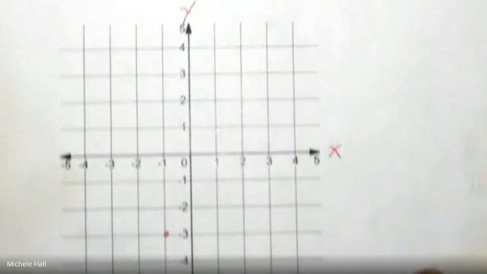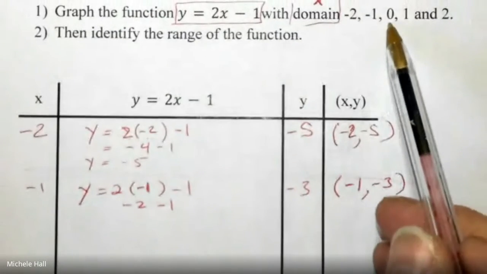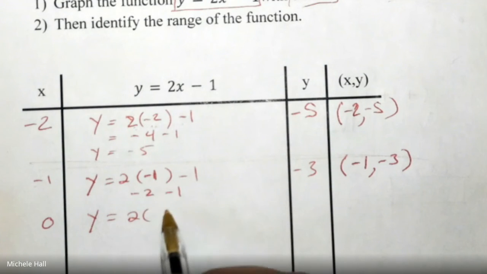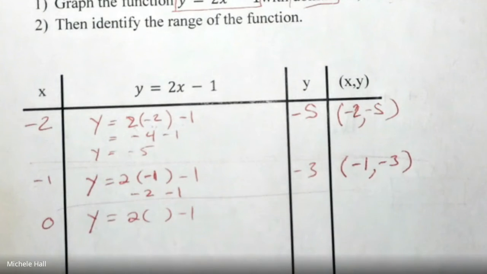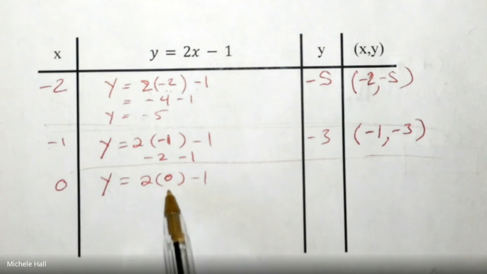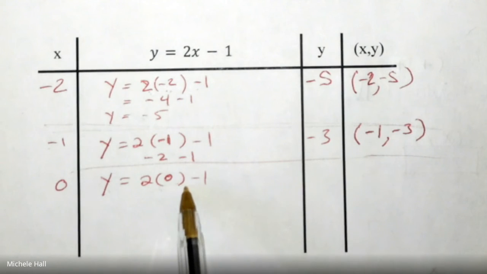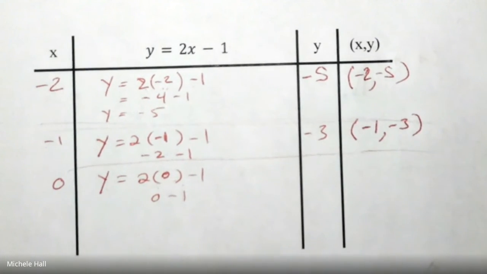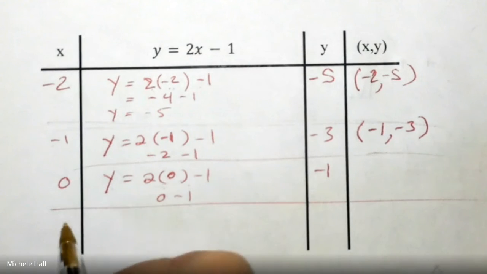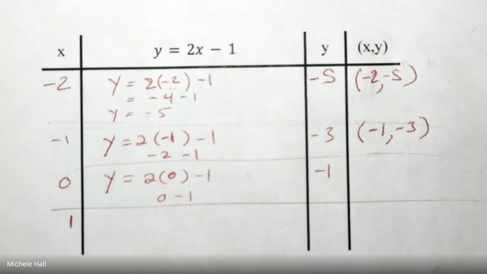And then I'm going to go back to the domain. We still have 0, 1, and 2 to do. So we're going to do 0. Y equals 2 times my X minus 1. 2 times 0 equals 0, minus 1. 0 minus 1 is negative 1. Let's keep going and then we'll graph them all. Let's do 1. When X is 1, 2 times my X minus 1.